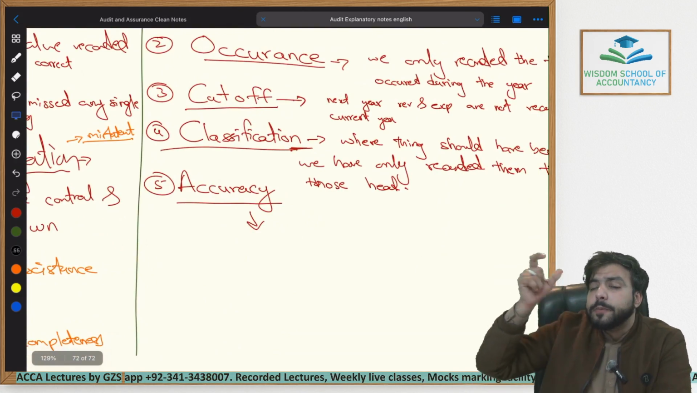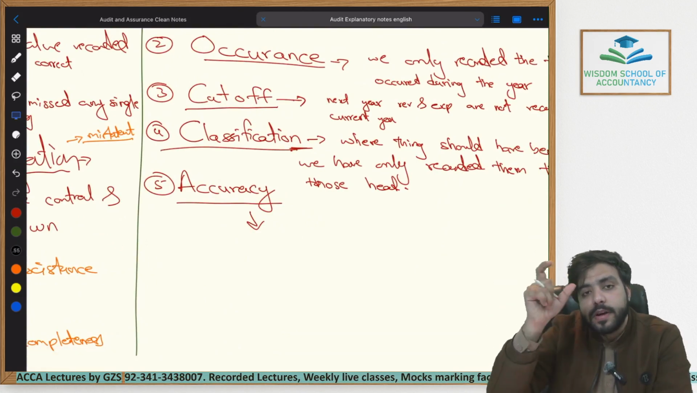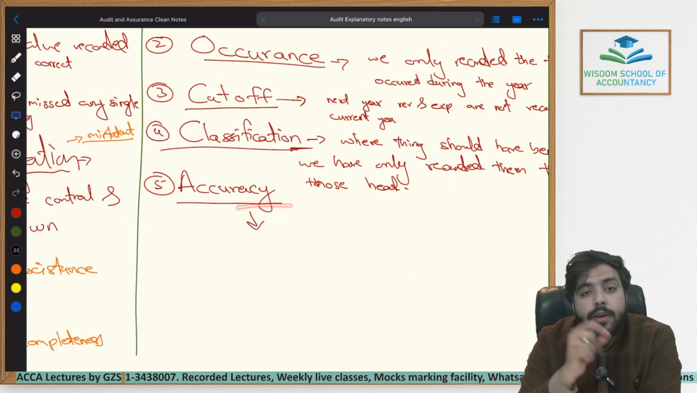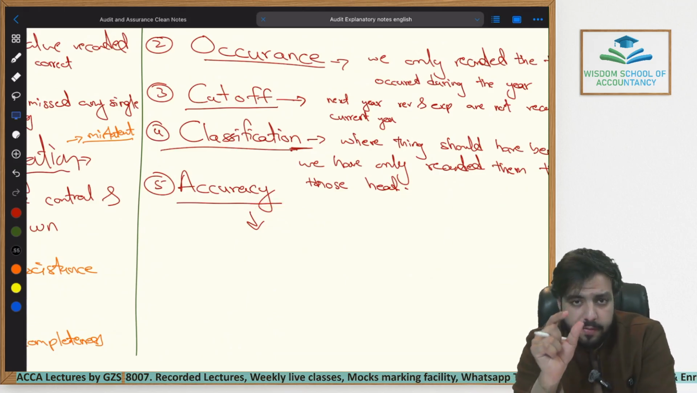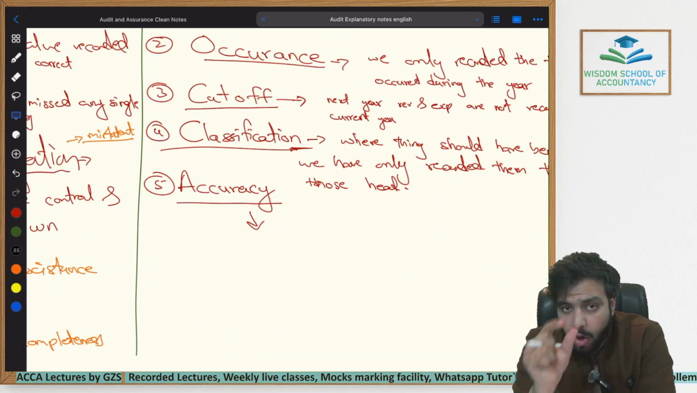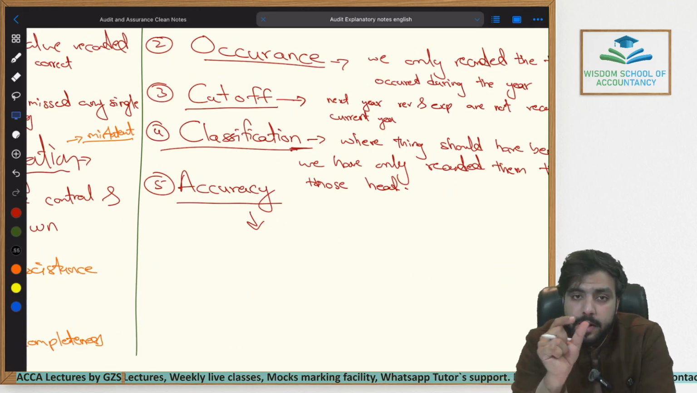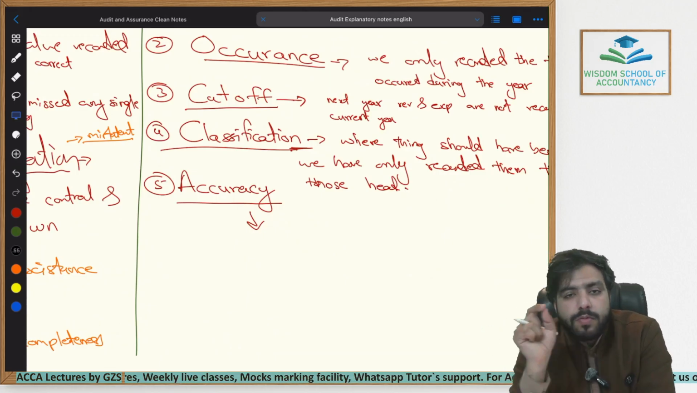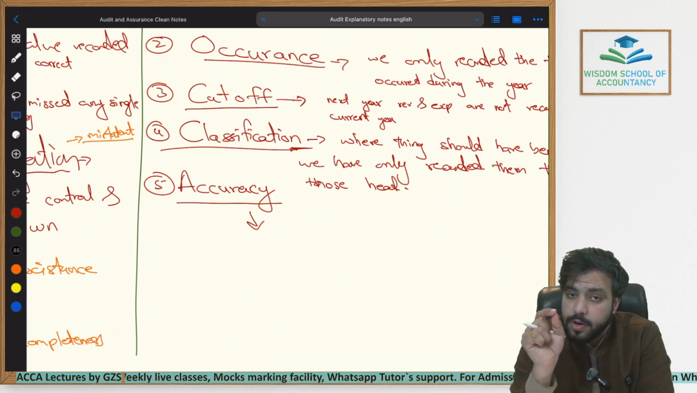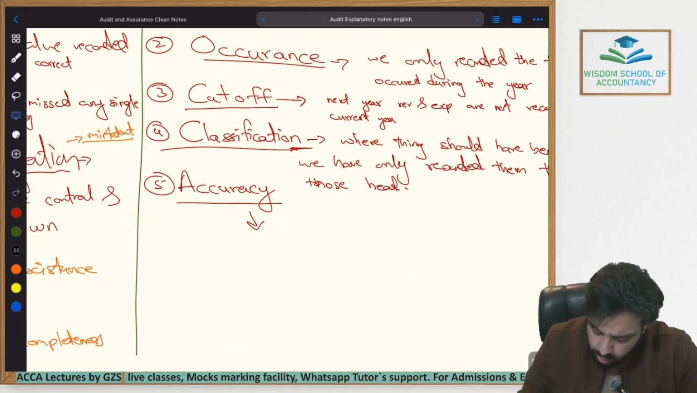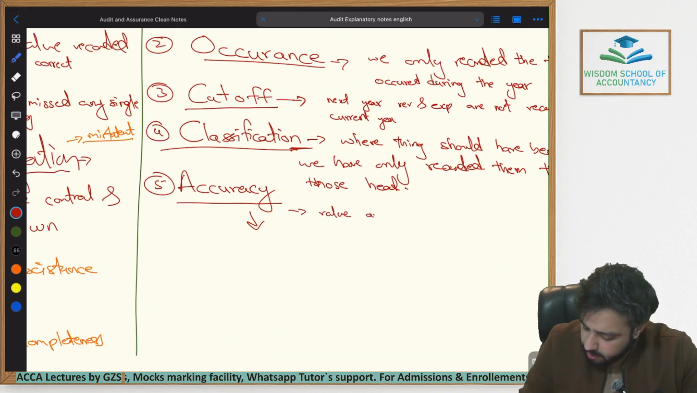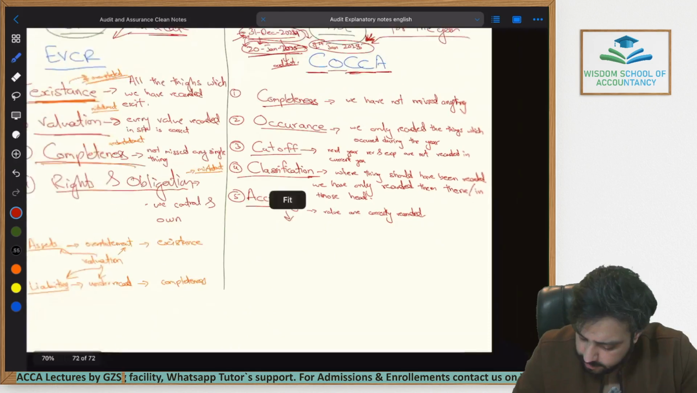But in the case of statement of profit and loss, the meaning is same, only the word is different. Accuracy means that the values that have been recorded in every single head within statement of profit and loss are recorded correctly. We have not recorded inappropriate values in front of the revenue, in front of cost of sales, in front of administration expenses. We have recorded the correct values. So accuracy stands for values are correctly recorded.